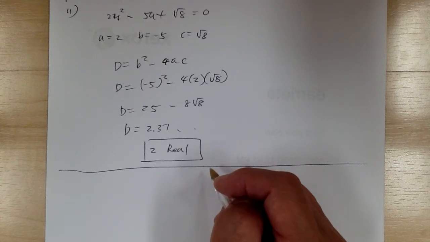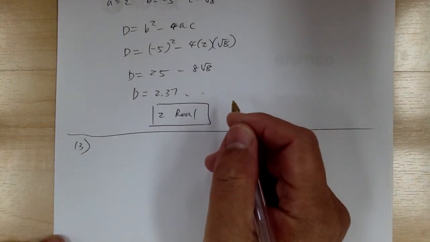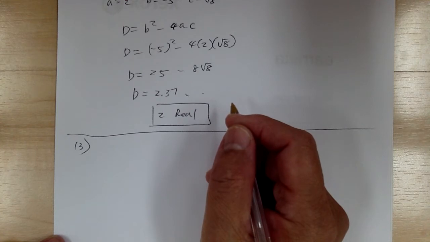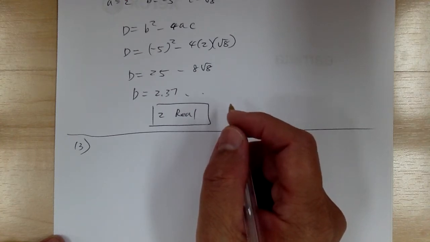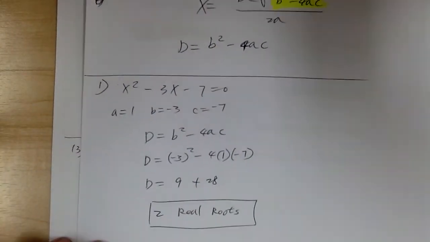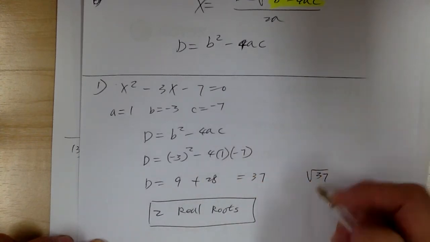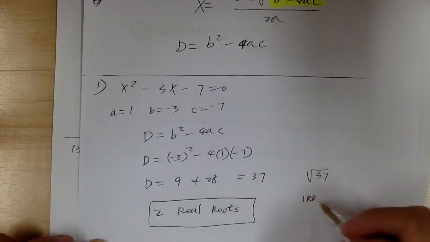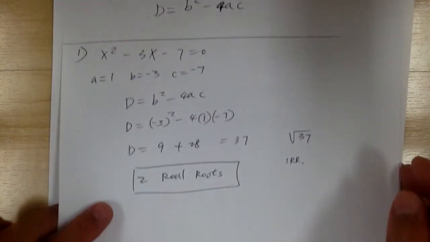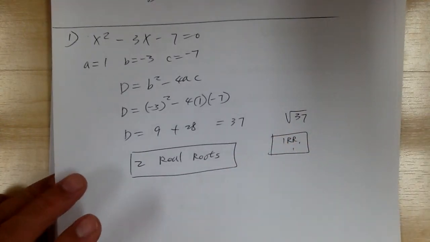Okay, let's go to number 1. Now, if the problem asks you to be more specific, you can look at this over here. This will give you 37. So you're going to end up with the square root of 37, which is going to be irrational. So if you want to be more specific, number 1 would be 2 real roots and they will be irrational. And if you go back to number 3.